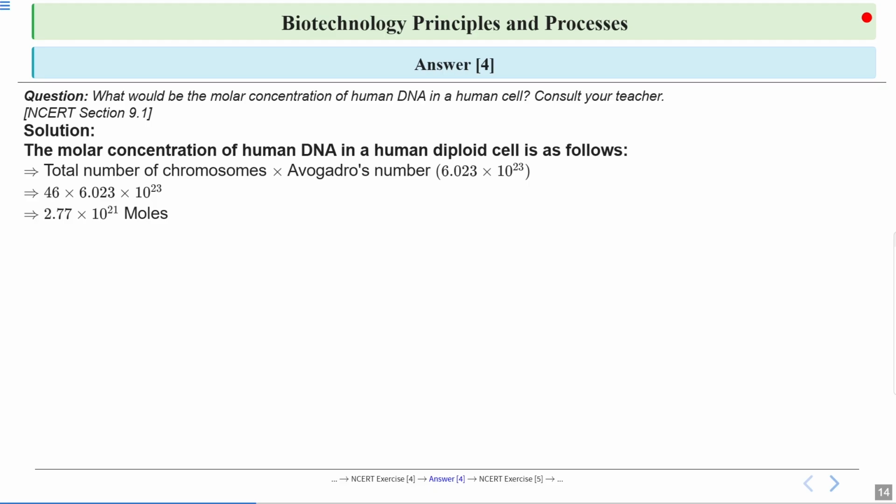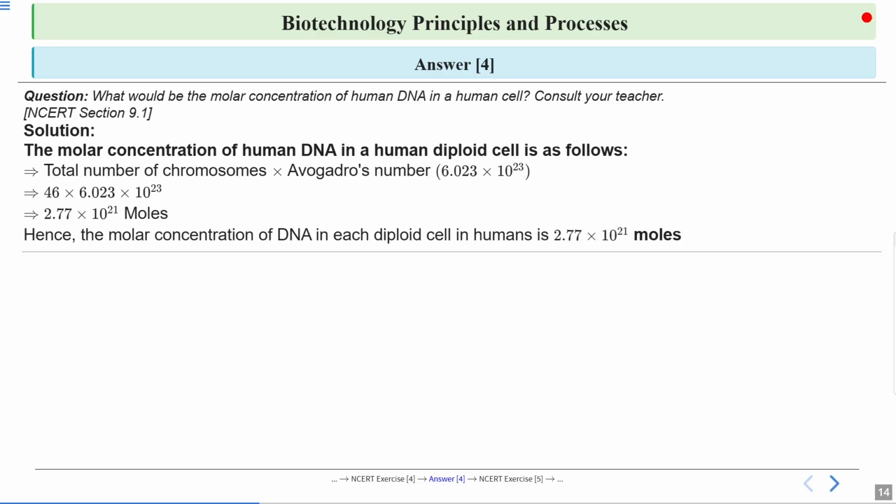2.77 into 10 to the power 20 moles. This is the molar concentration of human DNA in a human cell. And in this way, you can find out the molar concentration of DNA in some other organism, because other organisms have a different number of chromosomes, right? So hence the molar concentration of DNA in each diploid cell in the human is 2.77 into 10 to the power 21 moles.